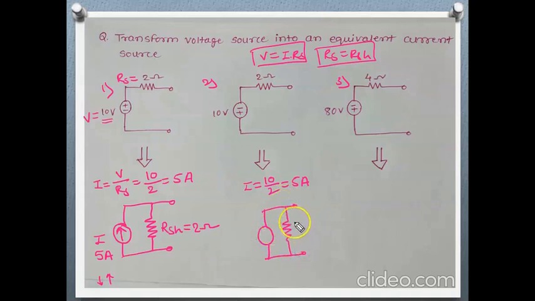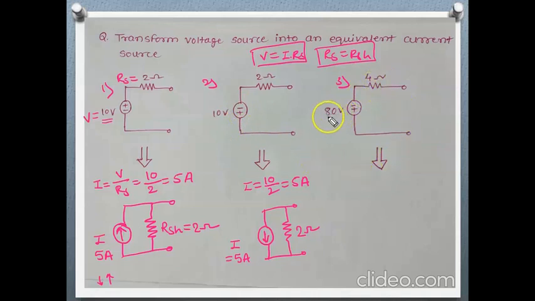This RSH is what? 2 ohm, as both are the same. So 10 volt divided by 2 is 5 ampere, so I will be 5 ampere. The direction, the arrowhead, must indicate the positive, so the arrowhead should be like this. So this will be the equivalent current source for this given source.